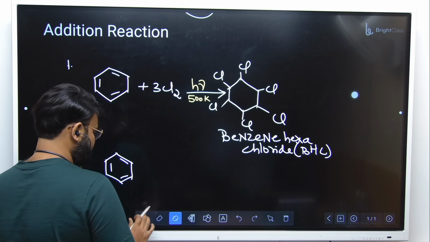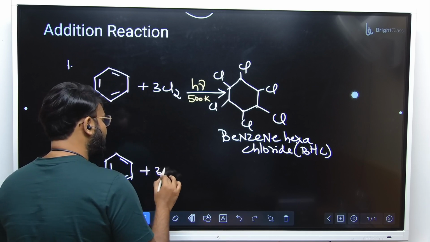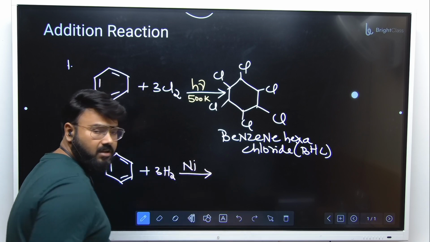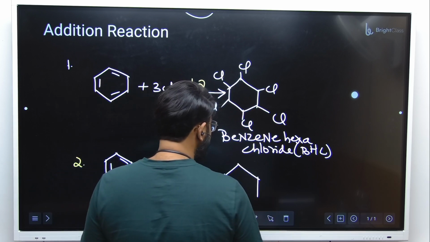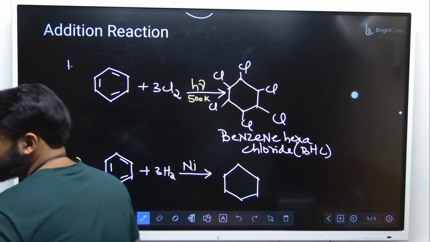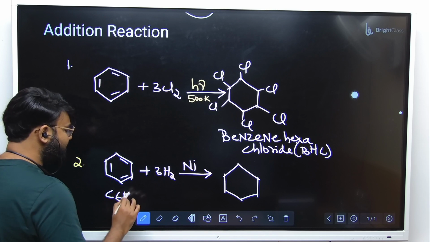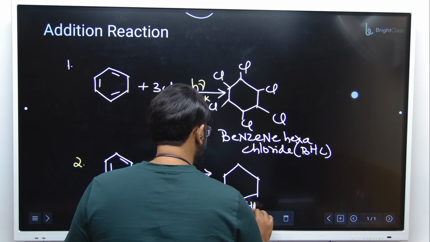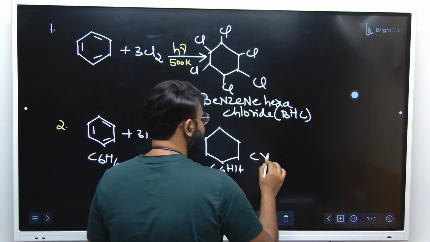You will add hydrogen in the presence of nickel, palladium, or platinum. Again, it's an addition reaction. All the aromatic character will be gone. And what will you end up with? So it was C6H6. You added 6 hydrogen, so it became C6H14. This is your cyclohexane.